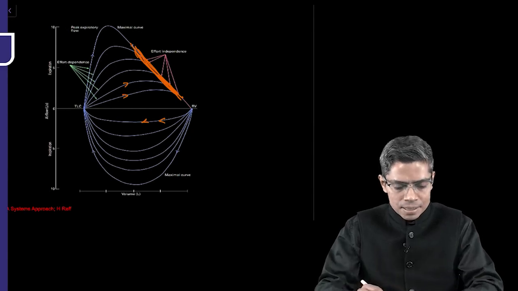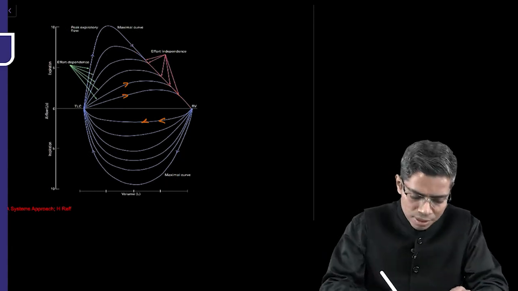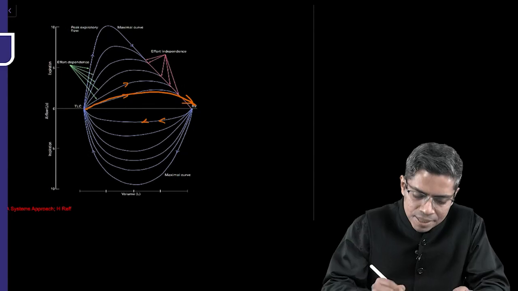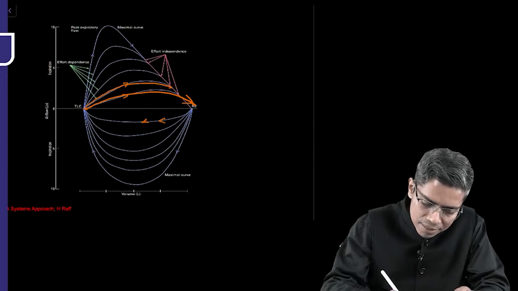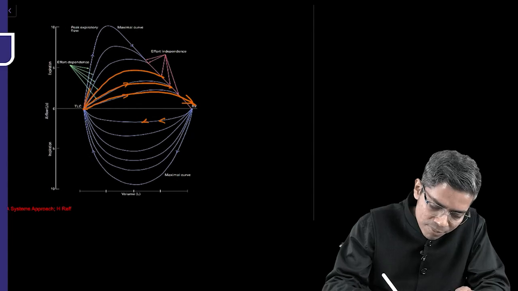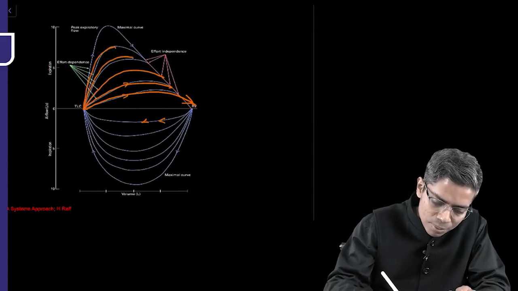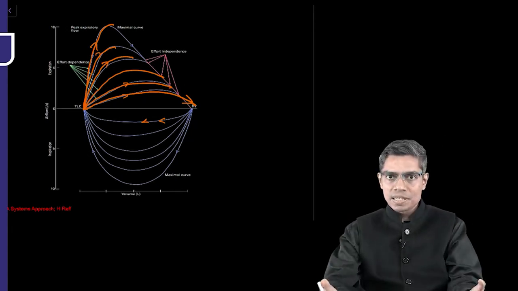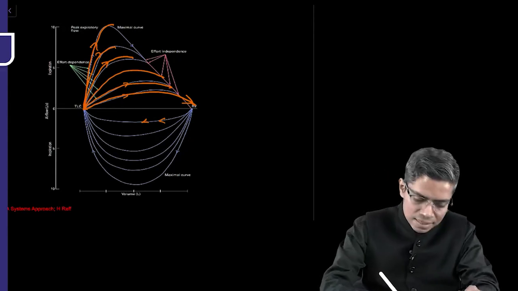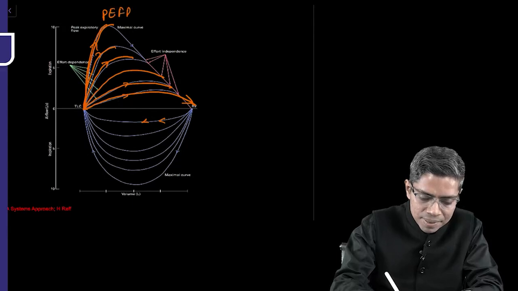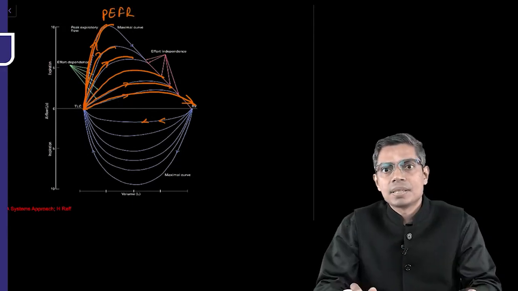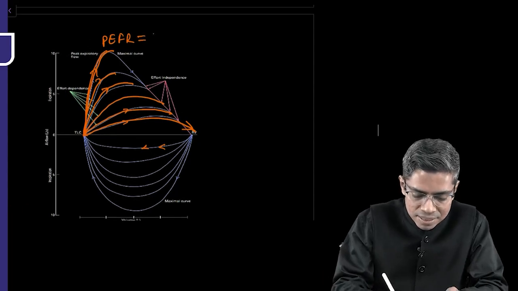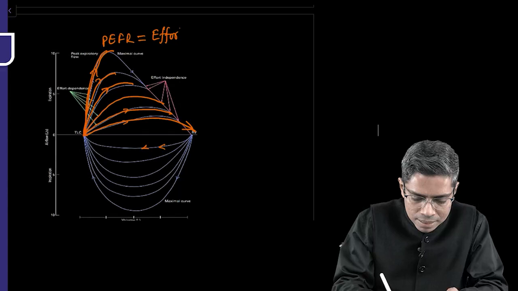The meaning is that suppose the subject is doing an expiration with a lesser amount of force, then this kind of pattern will be seen. Then if the force is rising, then this pattern, that means peak expiratory flow rate is rising, right? So if I give more and more force, what is happening? This left side portion of this curve, that is this PEFR, it is rising. Means PEFR is effort dependent.